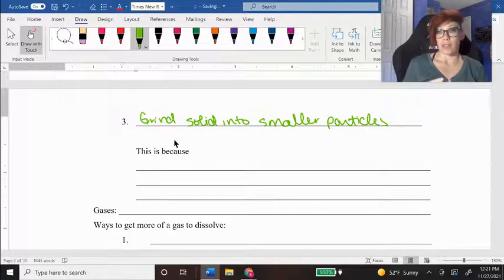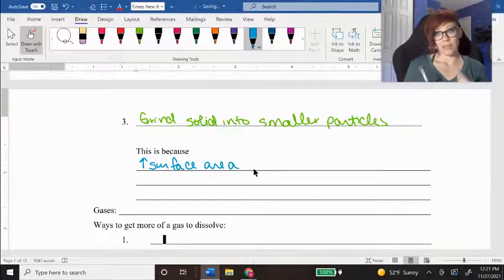So why is it that when we grind a solid down into smaller pieces, it causes it to dissolve faster? Well, the reason for this is that we are increasing our surface area of the solid. So remember, dissolving is a surface phenomenon. It happens on the surface of the solid that we're dissolving. So if we're increasing our surface area, that means that the solvent can get down into those little particles and pull them away.